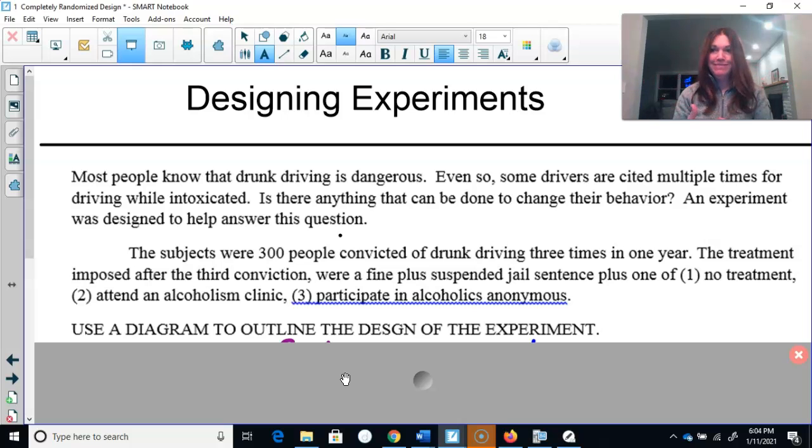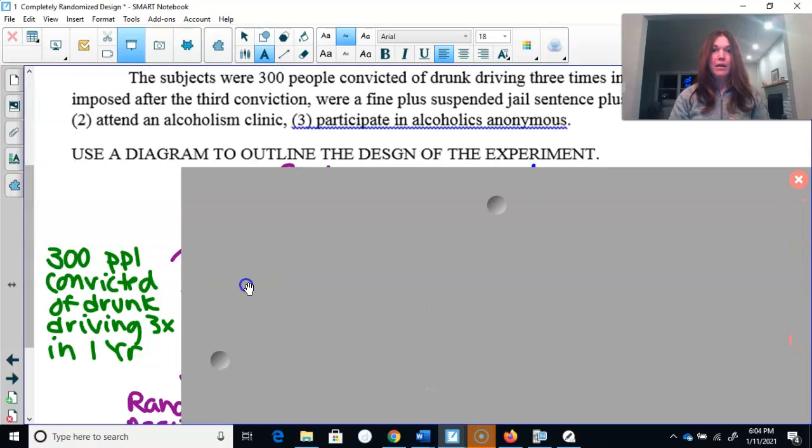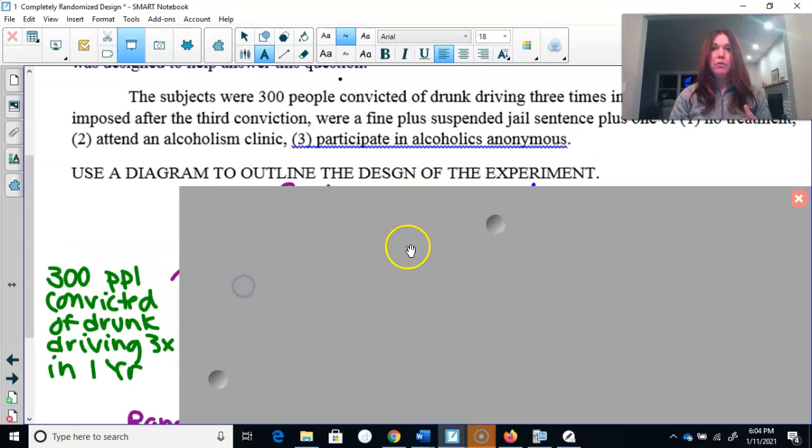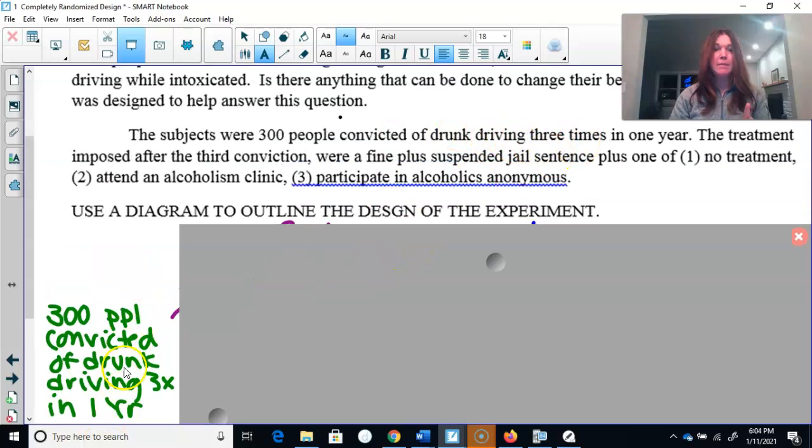All right, so first things first, everyone is going to jail and everyone is getting one more thing. It's either no treatment, attend an alcoholism clinic, so that's like a day thing where they learn about alcoholism, or participate in Alcoholics Anonymous. Use a diagram to outline the design of the experiment. So the first thing we want to do is start with our subjects. Who are we dealing with? We're dealing with the 300 people who were convicted of drunk driving. So that's where I'm going to start, okay? 300 people who were convicted of drunk driving 3 times in 1 year.